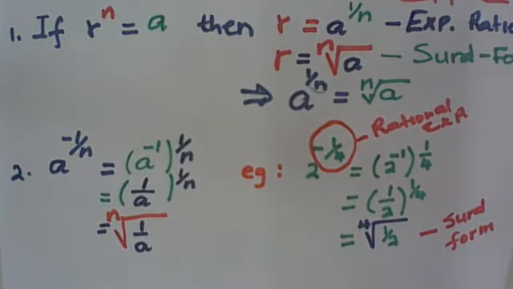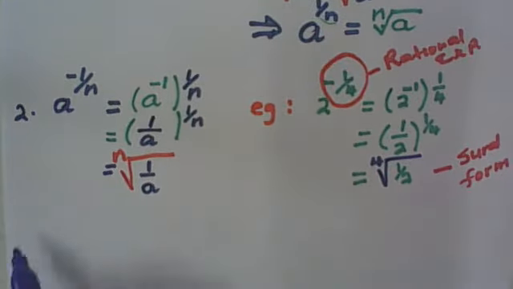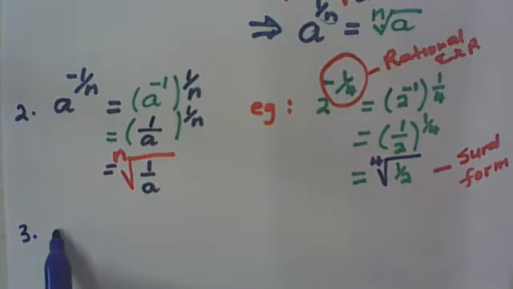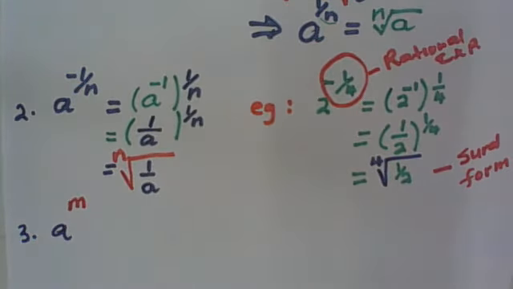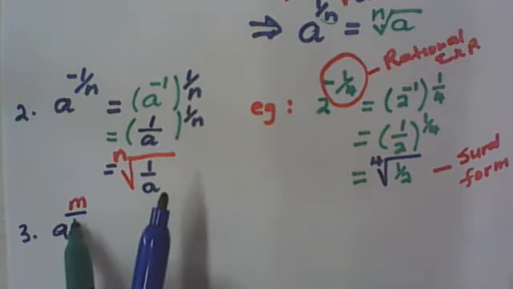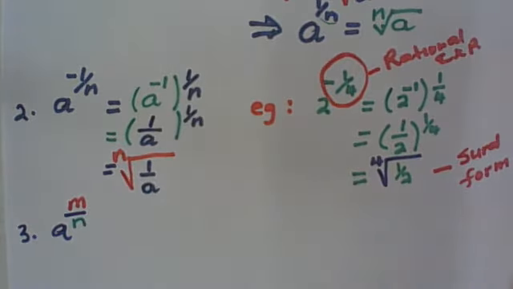Now, let's get to another rule. That is where we have a to the power m over n. Now, what happens to that?